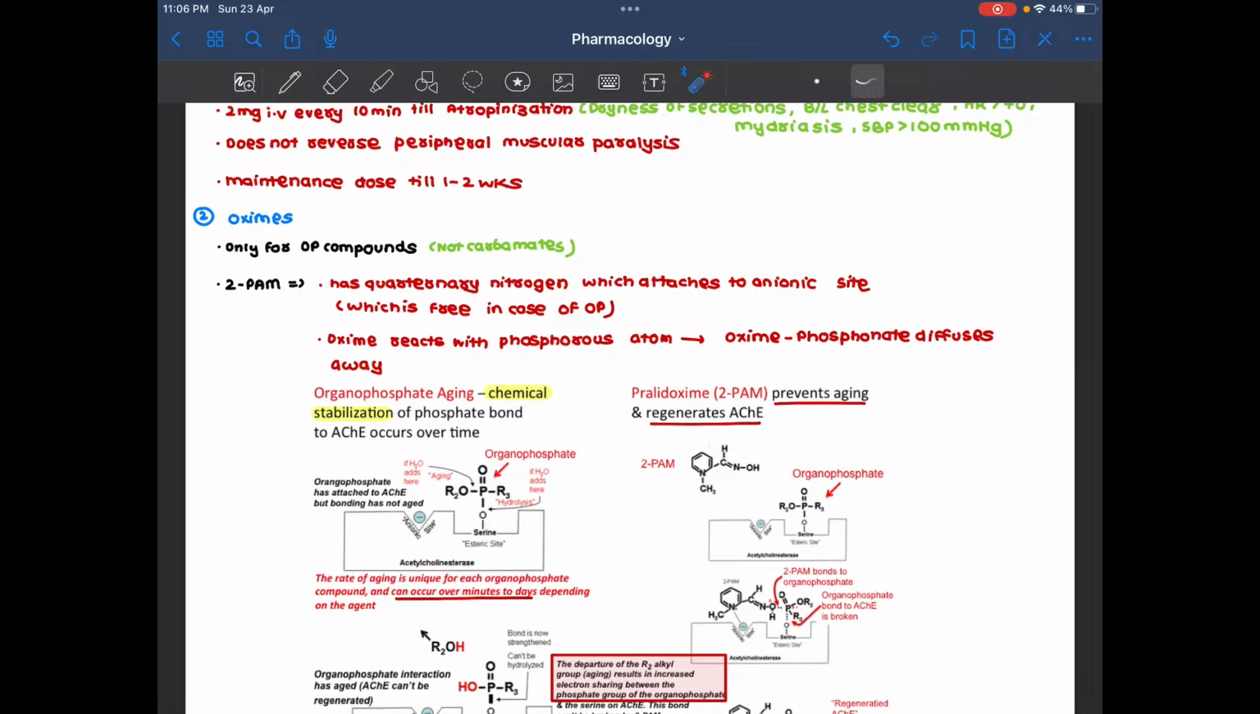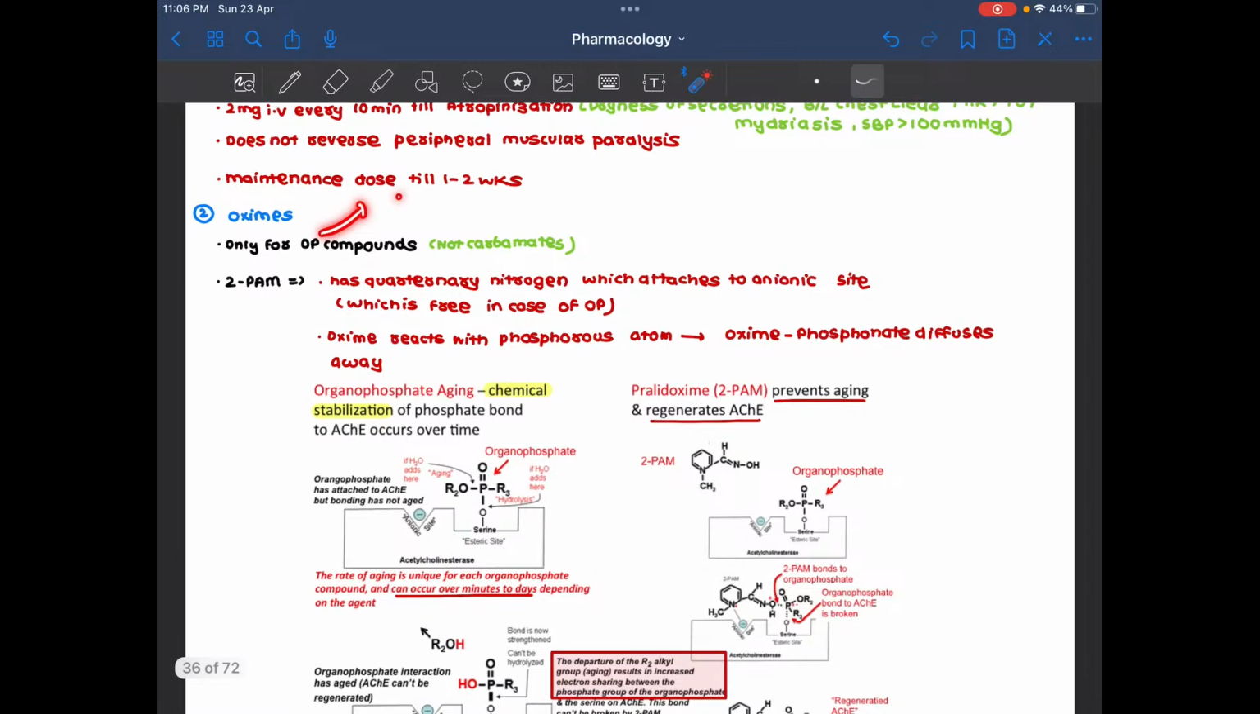So if it is carbamate poisoning and on top of that you give oximes, whatever acetylcholinesterase was left, you have inhibited that as well via these oximes. That means they have an anticholinesterase enzyme effect on their own as well. But because OP compounds are irreversible and we don't want this aging to happen, we might give oximes in case of organophosphate poisoning. Because in organophosphates, they're not going to bind to the anionic site. They're only going to bind to the esteric site. Hence, we can use oximes.